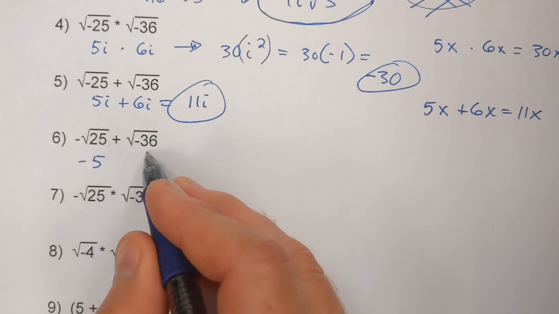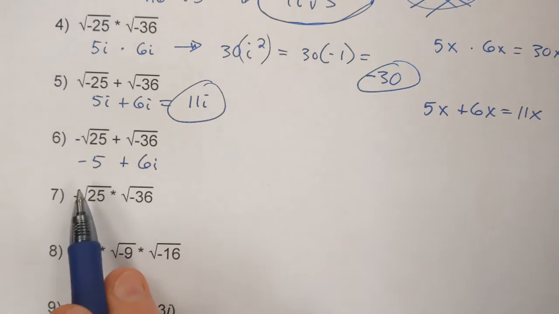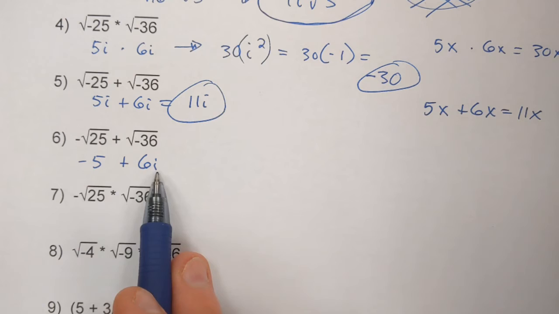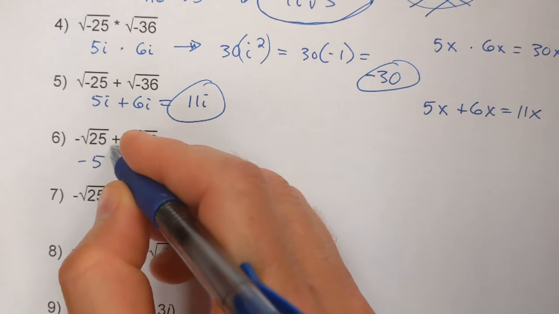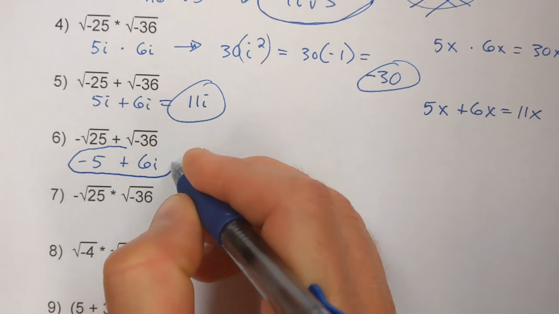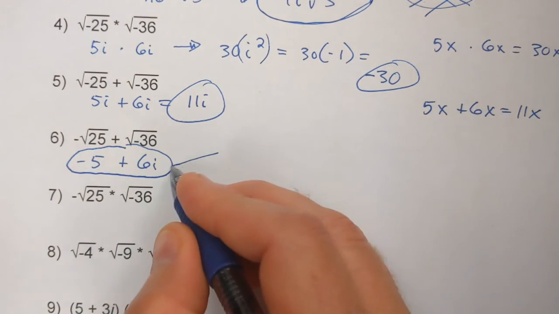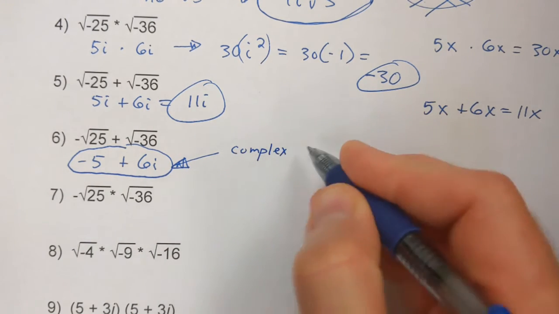But here my negative sign is inside the radical sign. It's going to become a 6i. So the question with number 6 is, can you add a normal real number with an imaginary number? And the answer is no, you cannot. Real numbers and imaginary numbers cannot be added together. This actually has a name. This is called a complex number.